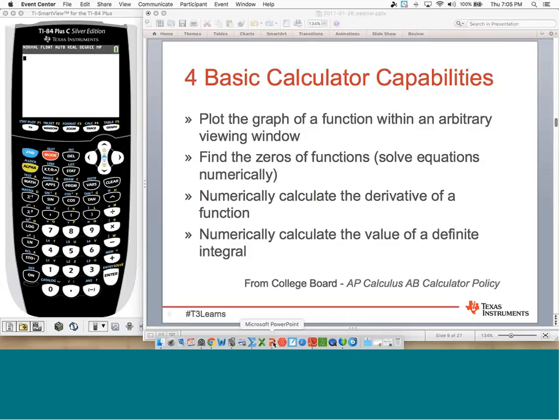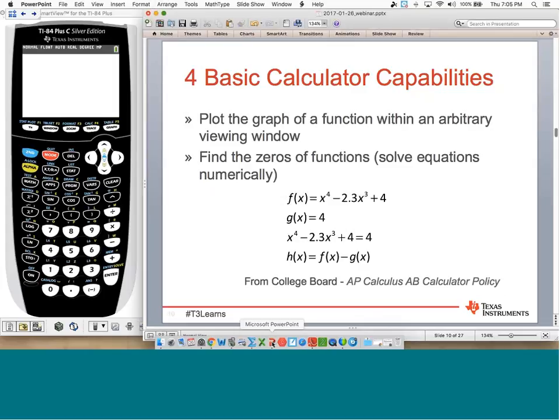Okay, so we're going to start tonight looking at just very briefly the 4 basic calculator capabilities. These are the 4 things that I allow my students to do on the calculator portion of my test, the part of my test where they're allowed to have a calculator in hand, that they can do without explaining their work. They must show what they're doing, but I expect them to be able to do these 4 things on their calculator.